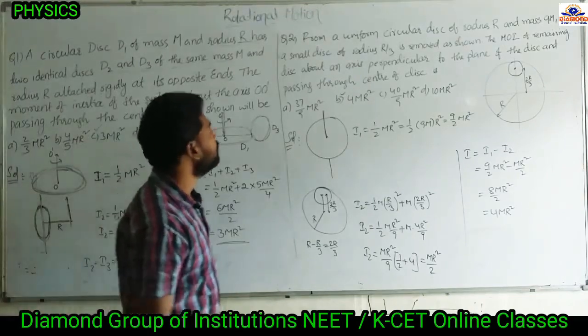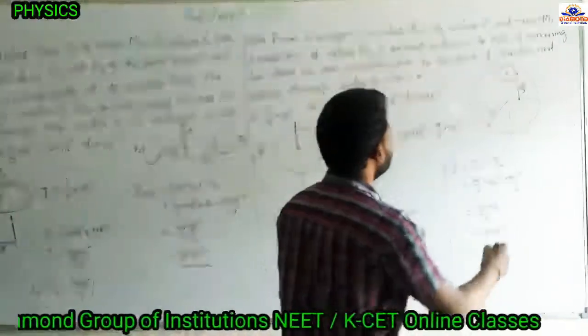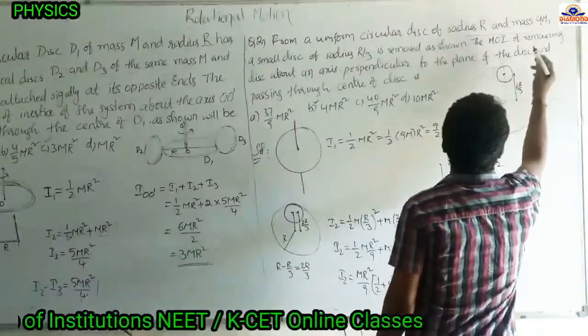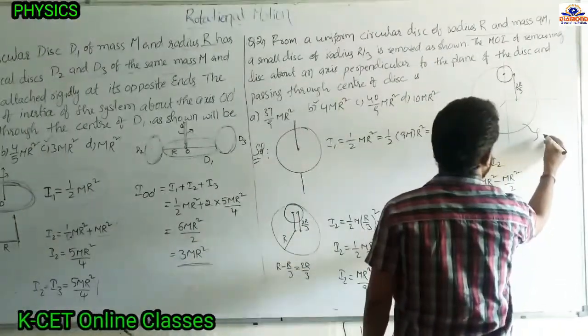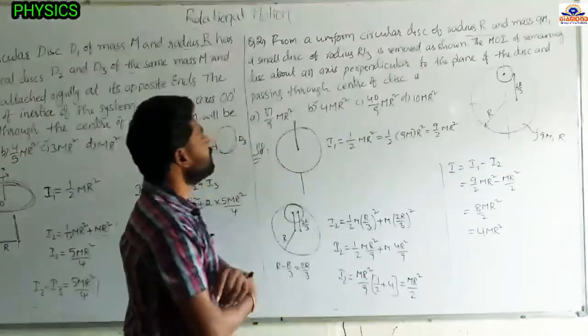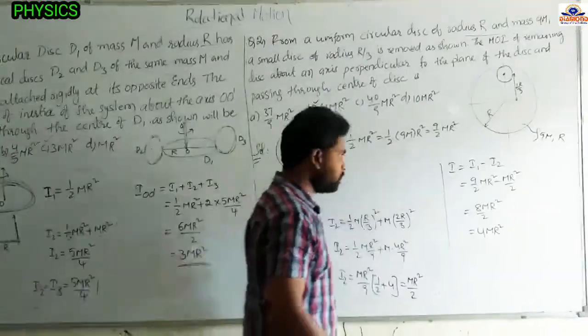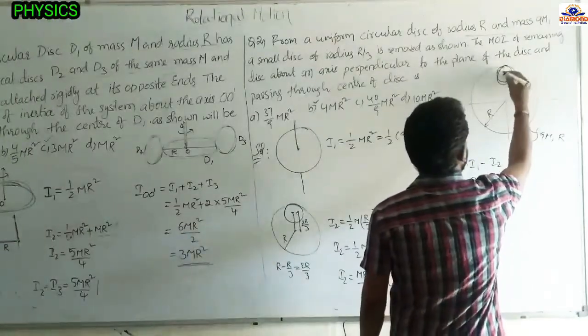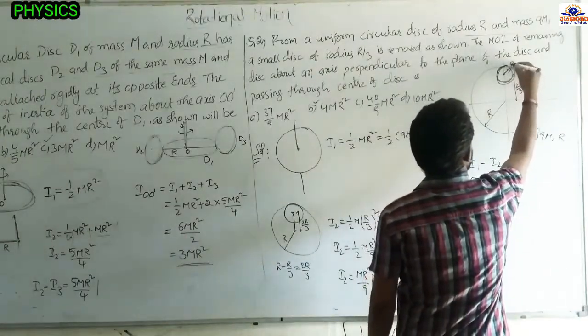Next question. From a uniform circular disc of radius r and mass 9m, a small disc of radius r by 3 is removed, as shown. This is the small disc, and its radius is r by 3.